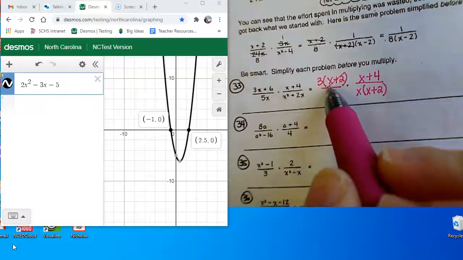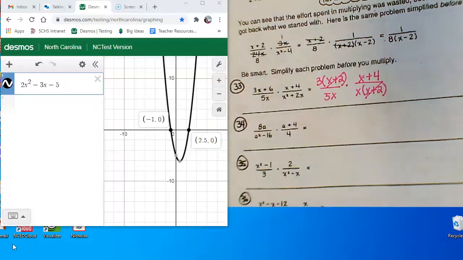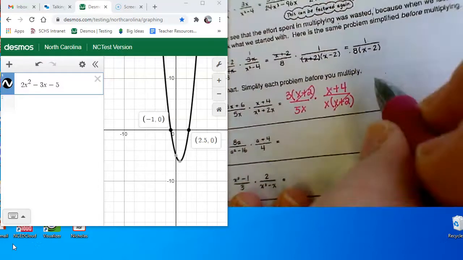So, for example, this x plus 2, I can get rid of that x plus 2, because one of them's on the top and one's on the bottom. They're just opposite places, and that's okay. Nothing else goes away. I can't get rid of anything else because nothing else is in common. Okay? So here's how I write my answer.